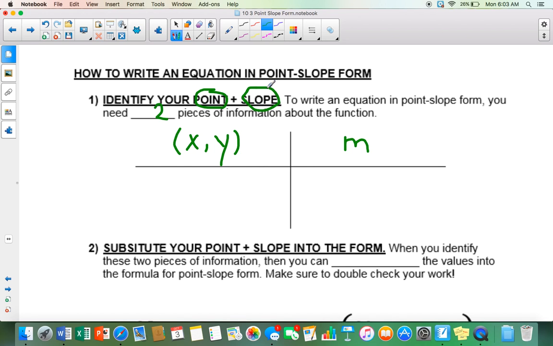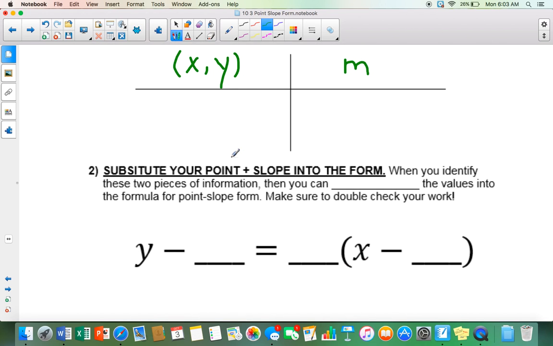So it's pretty straightforward. For example, our point could be 3, 2. And we can say our slope is 4. Okay, so that's just given information. I didn't discover this yet. I'm just giving this to you as a random example. So once we know one point and the slope, we substitute our point and our slope into the form.